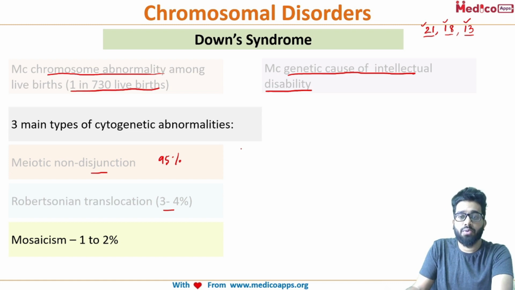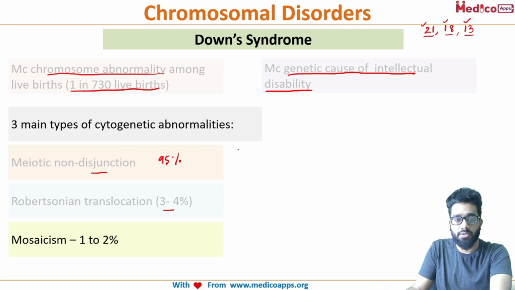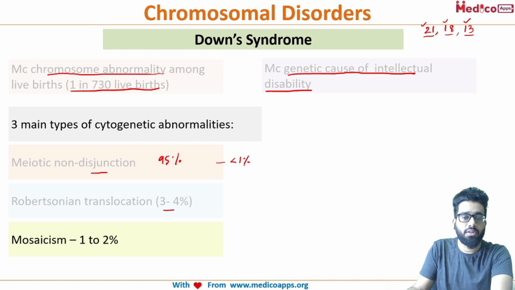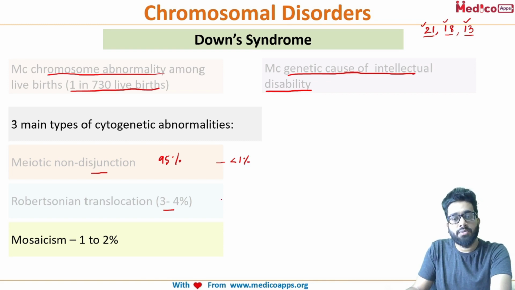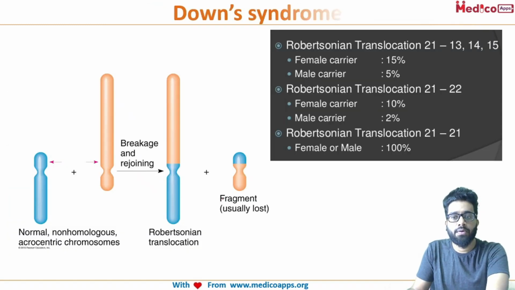It's very important to know why exactly this syndrome has occurred in this patient. If we isolate that, then we know the recurrence risks. For example, with classical meiotic non-disjunction, the recurrence risk is less than 1%, like the normal population. So only age matters here. There's no recurrence risk higher than the normal population. With Robertsonian translocation, the recurrence risk changes, so we'll discuss that.